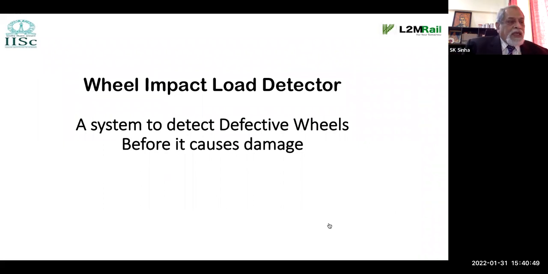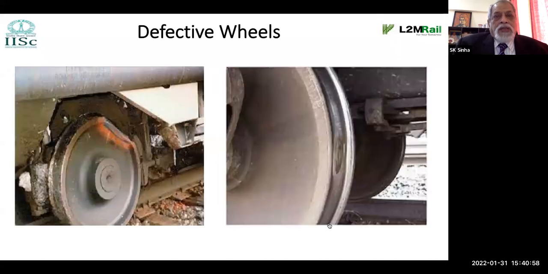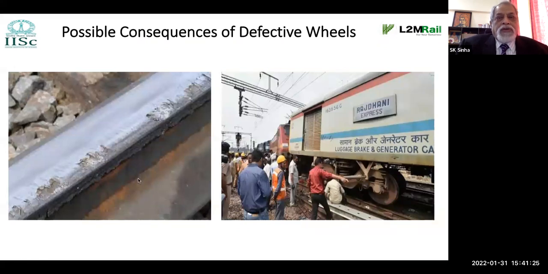One of the important things that we have done is what we call the wheel impact load detector. That is the system to detect defective wheels. You know, wheels can get defective. On the right hand side, you see this small patch over here. This is the patch caused by what the railway people call brake binding. Suppose the brakes got jammed and failed to release, it will get dragged and create a bad patch there. But in extreme cases, it can even become like this, in which case definitely there will be a derailment. But even if there is no derailment, what the railway people are most worried about is what you see on the left hand side. It damages the rail, and once damaged, it is a big problem.